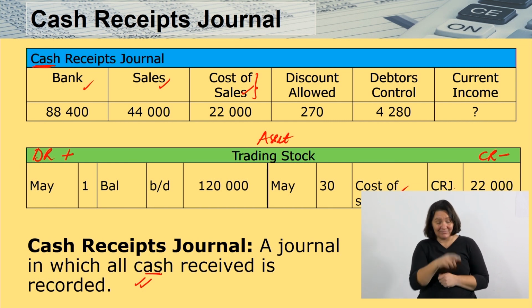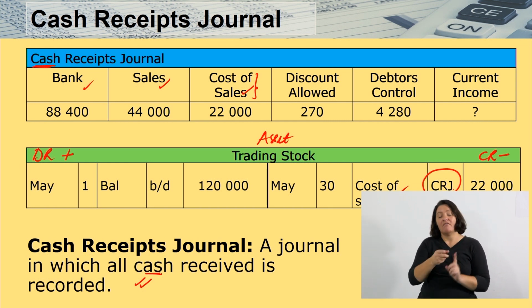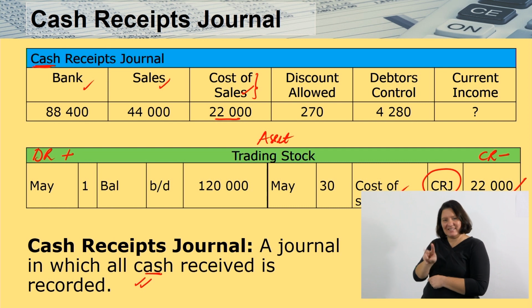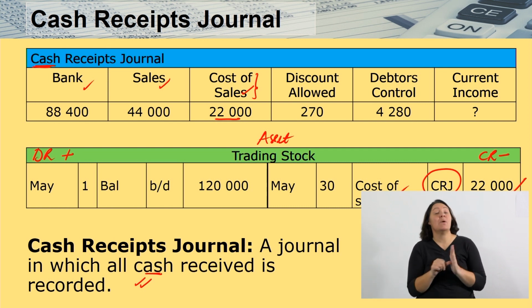which is the cost of sales over here. Which journal am I posting from? The CRJ. How much was my cost of sales? 22,000, which is what you then see over there. Very important. When we get our cost of sales in the CRJ, we credit it to our trading stock account. It shows that we sold goods. Therefore, our trading stock will decrease in this case.